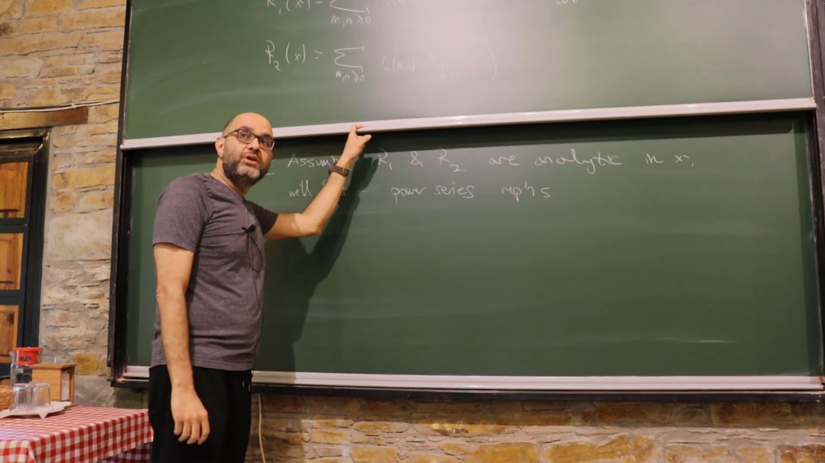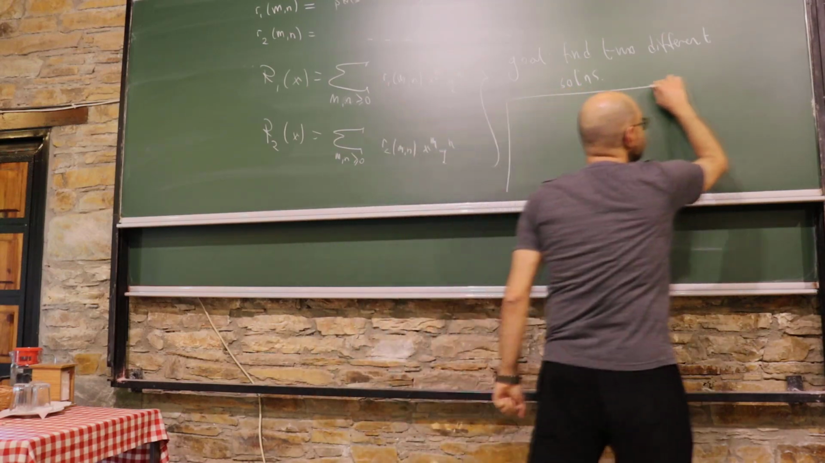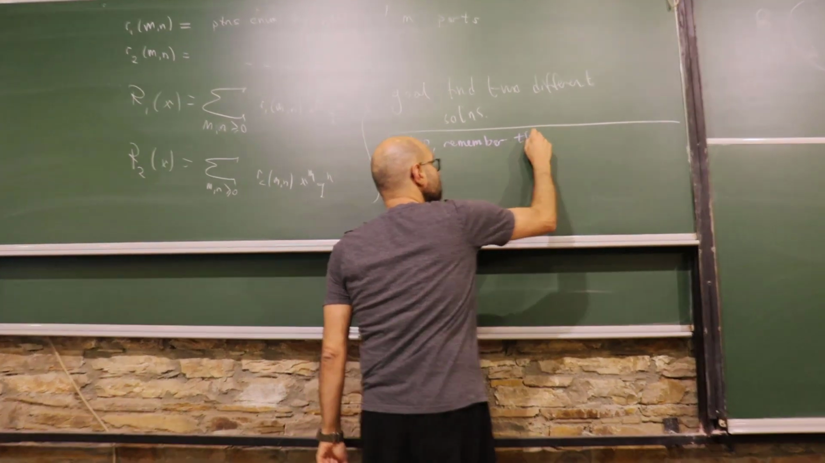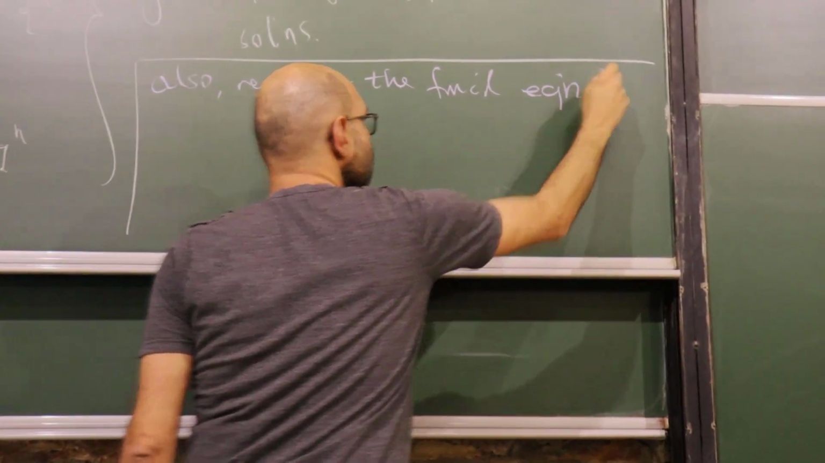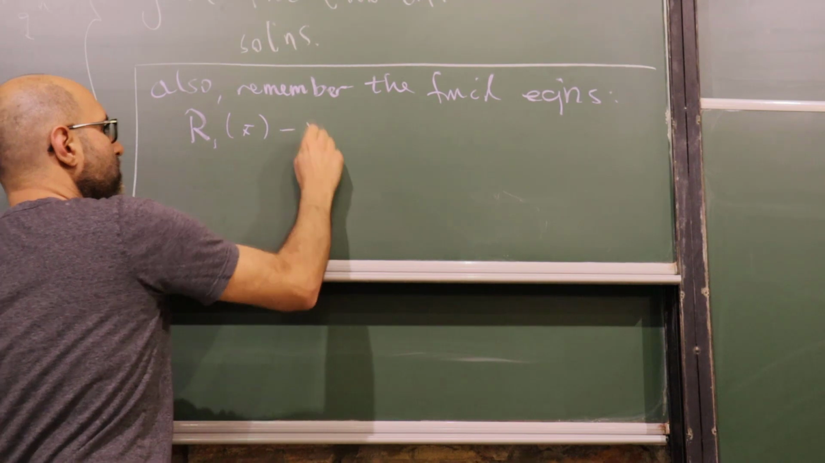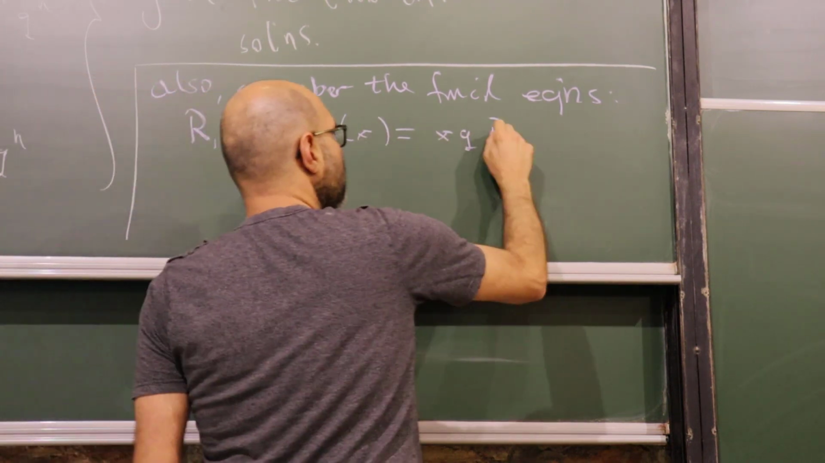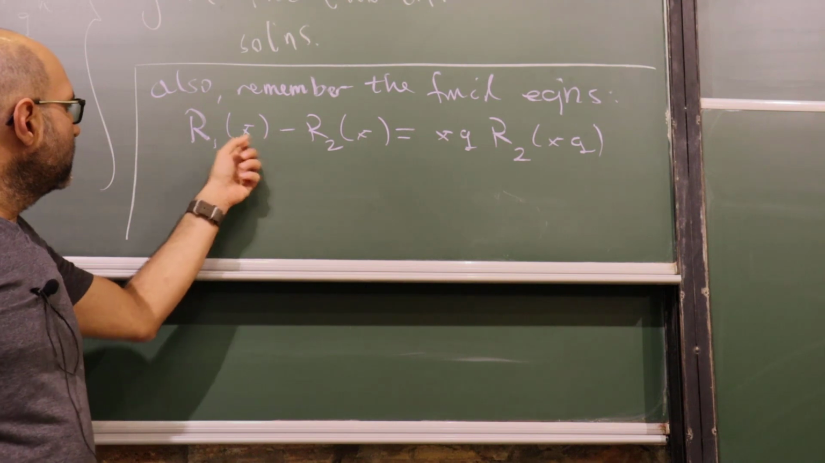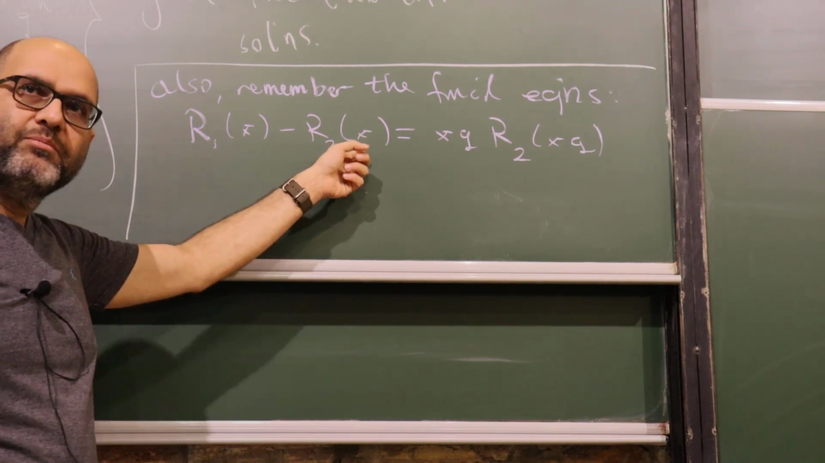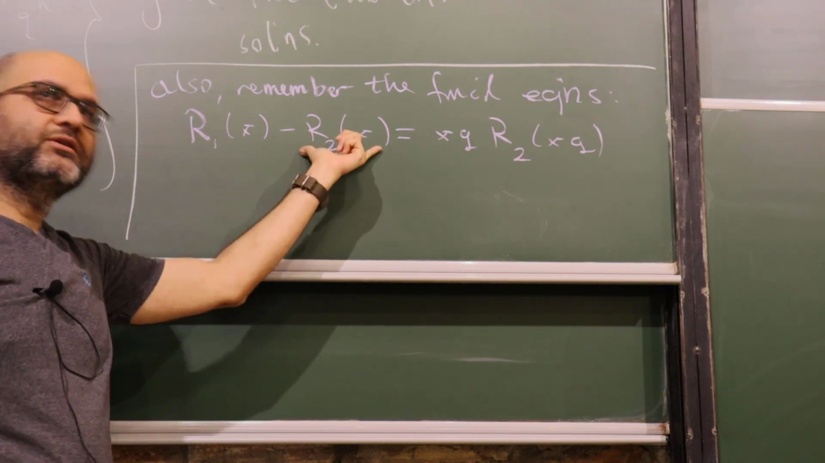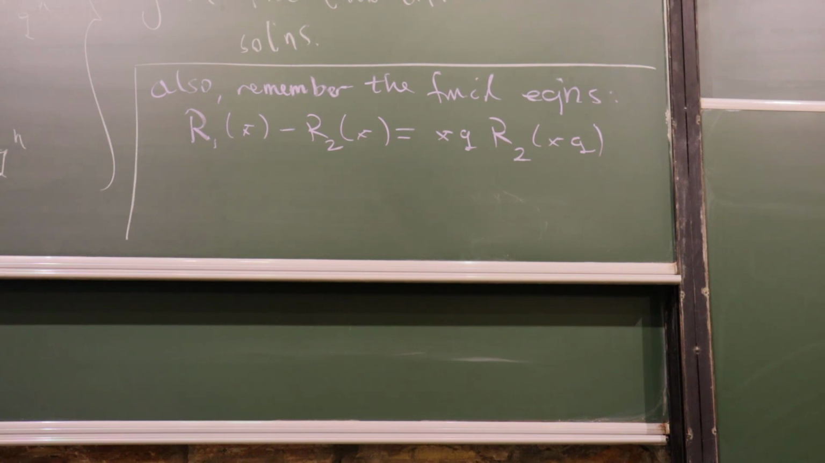Oh, I forgot to remind you the functional equations. Two order 1 q-difference equations: R1 minus R2 equals x times q, R2 of xq. And this is easy to explain combinatorially. You don't always need to go back to the enumerants and find recurrences. Basically, this difference is the generating function of Rogers-Ramanujan partitions where you have exactly one part that's equal to 1, because these have parts greater than or equal to 1, these have parts greater than or equal to 2, so their difference must have exactly one part that's equal to 1.